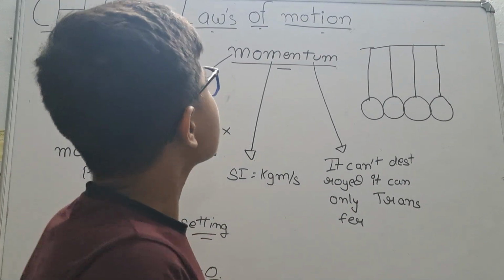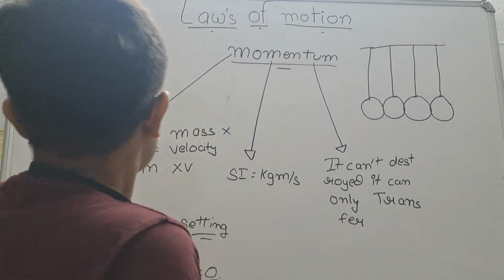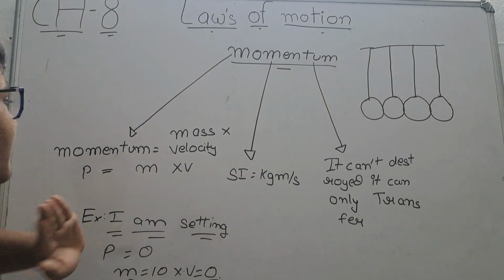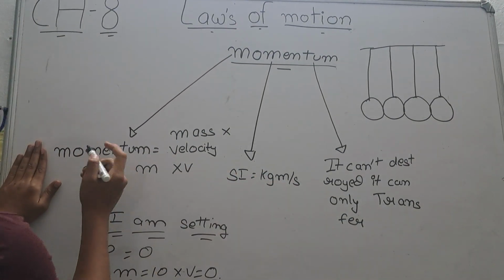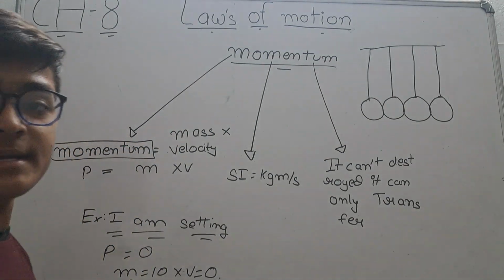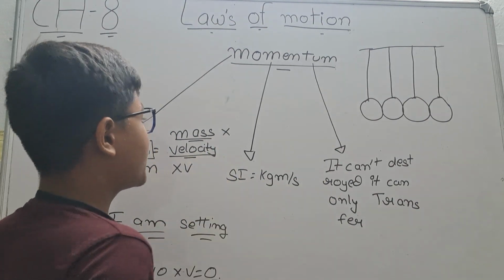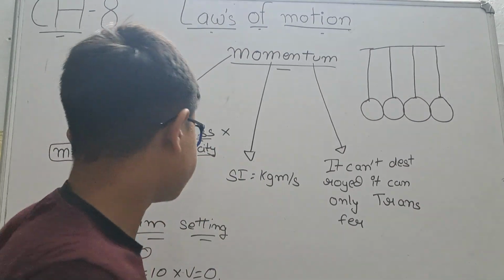So hello guys, what is momentum? Let's see quickly about momentum and its SI unit. First of all, momentum is the product of mass and velocity.